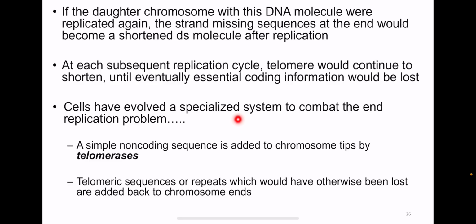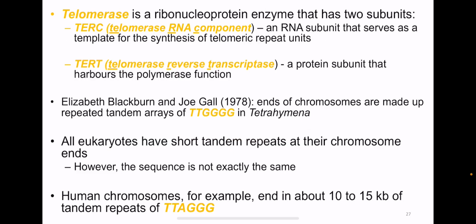So cells have evolved a specialized system to combat the end replication problem. A simple telomere, which is encoded for by telomerases, will be added to chromosome tips. So we add the telomeres to help us cope with this end replication problem, not to do away with it. We can't do away with it. The telomeric sequences which would have otherwise been lost are added back to chromosome ends, and this helps the cell or the DNA not to lose important genetic information.